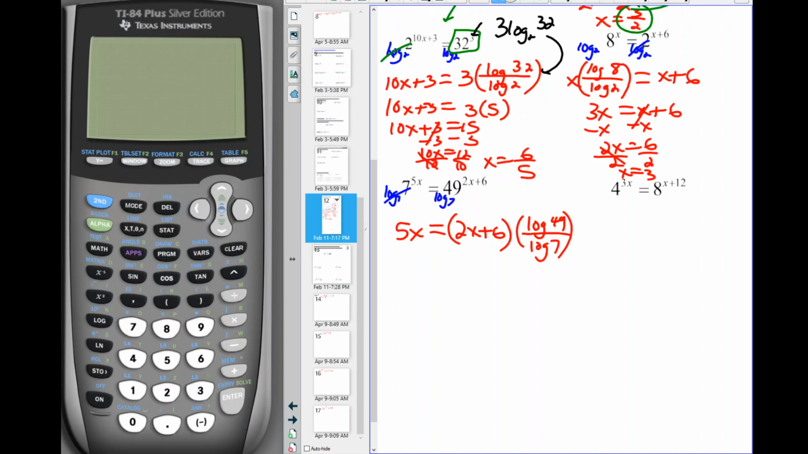Log 49 divided by log 7 is 2. So 5x is equal to 2 times 2x plus 6. 5x is equal to 4x plus 12, minus 4x, and then all the children rejoice because x was equal to 12. Do I need to check for extraneous? Why not? Exponential, yes. Good.